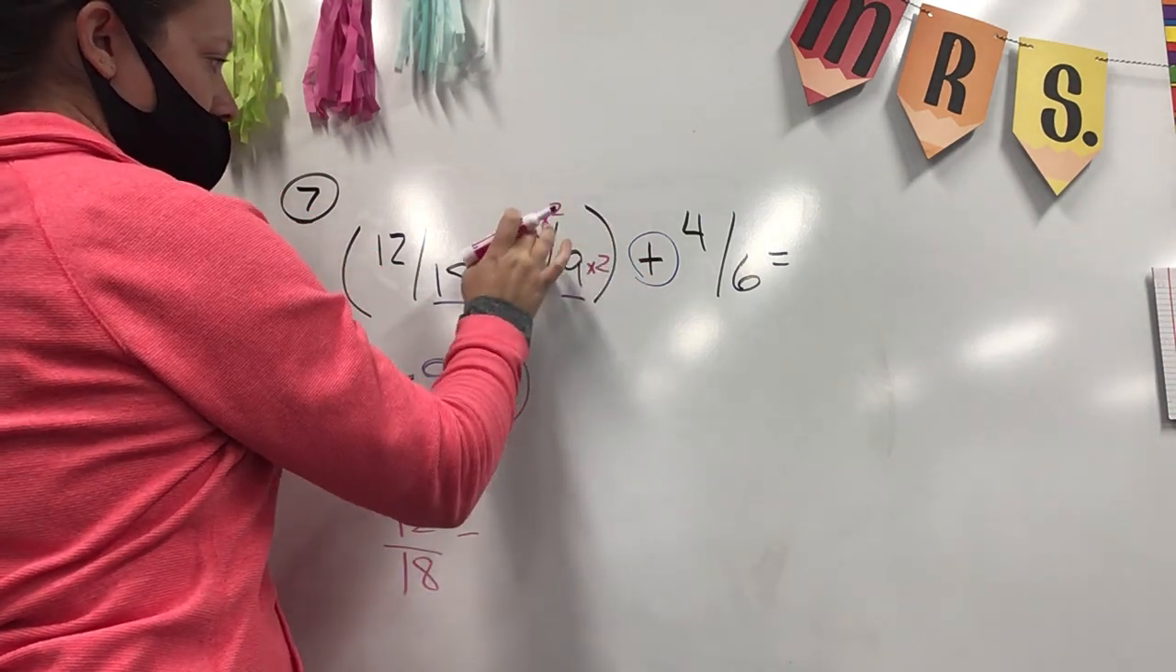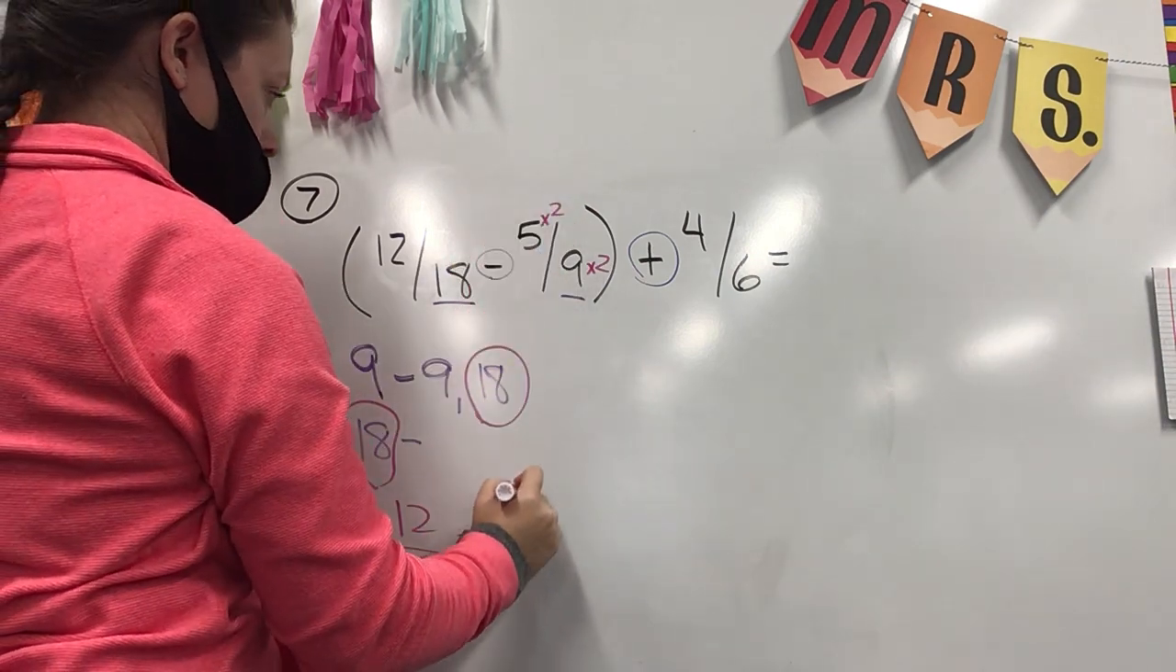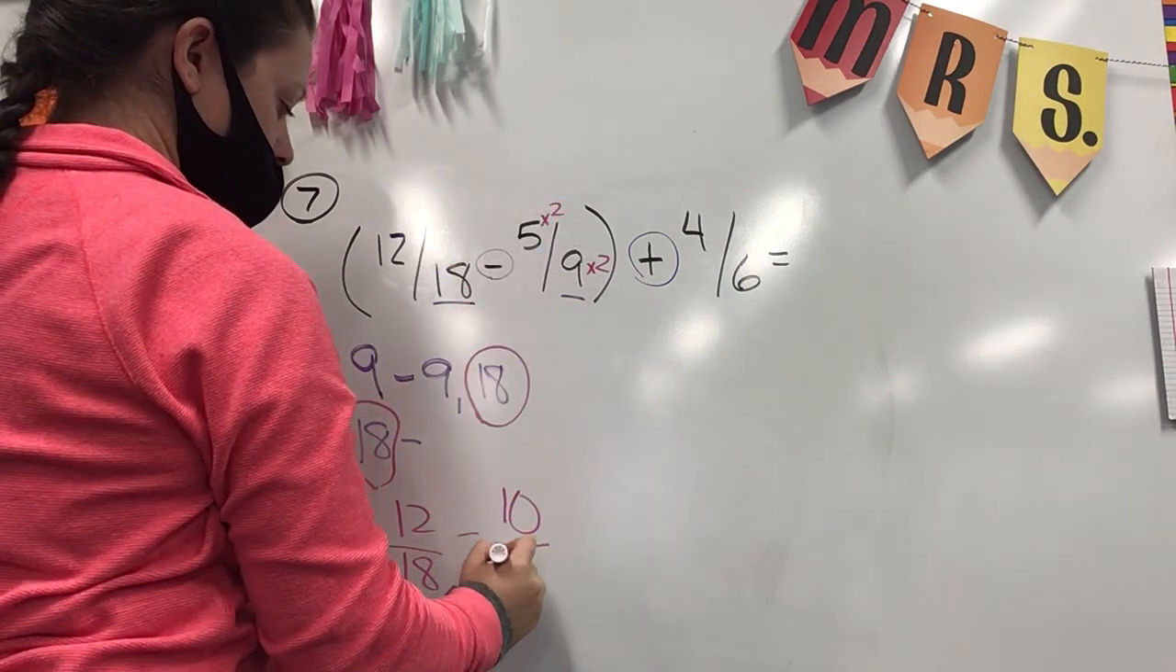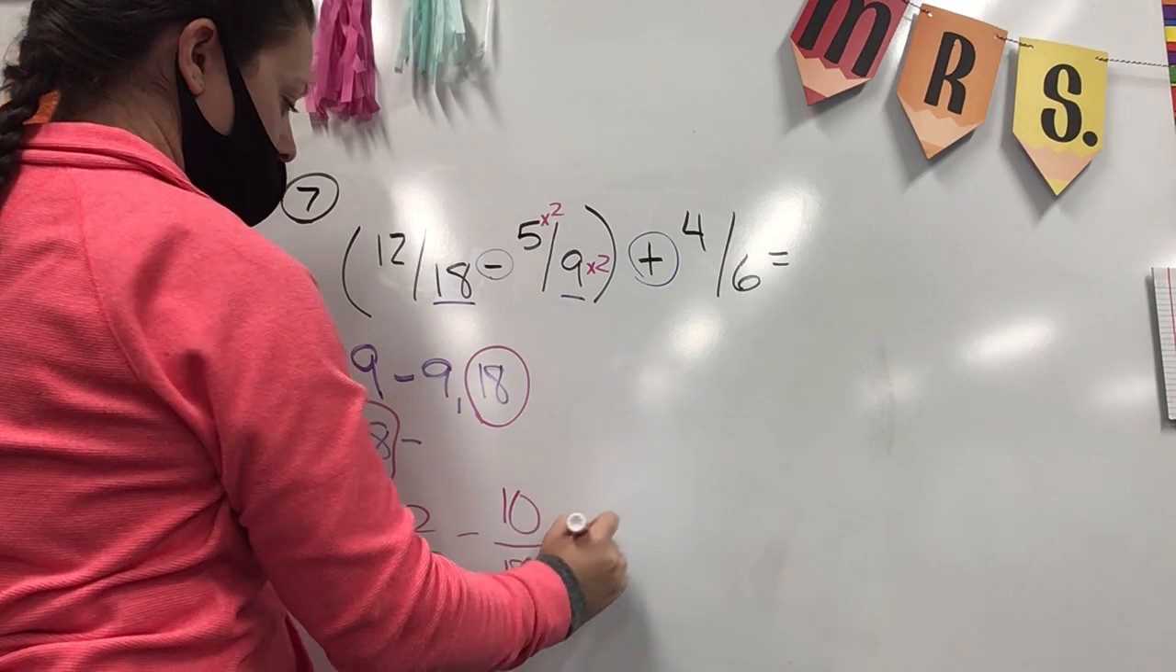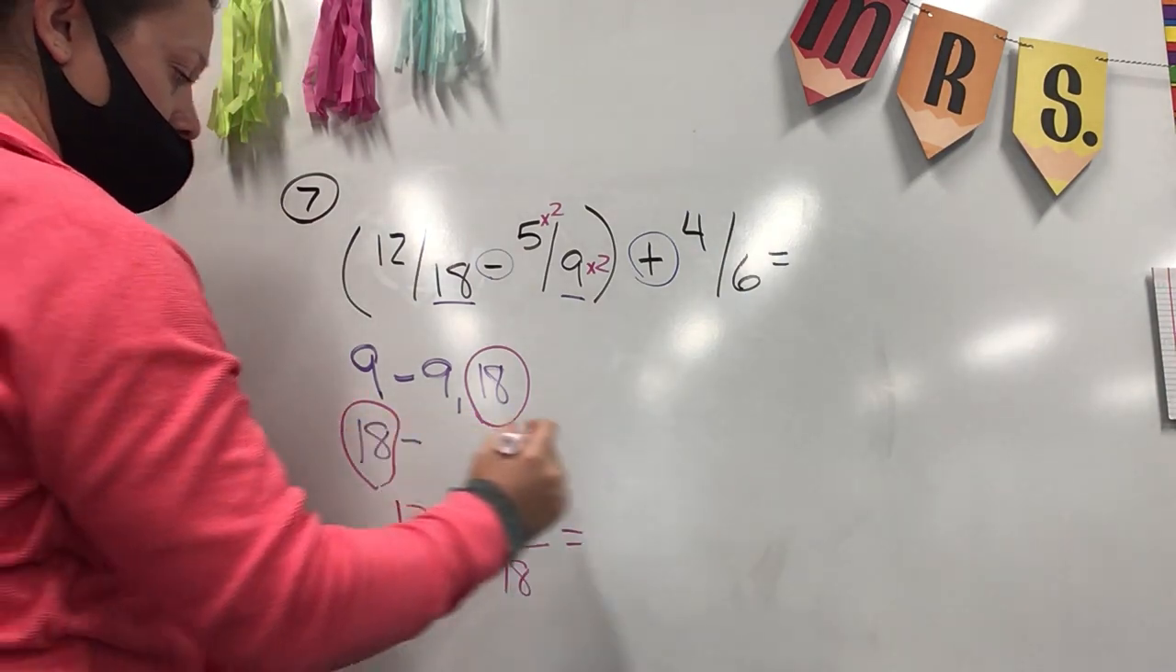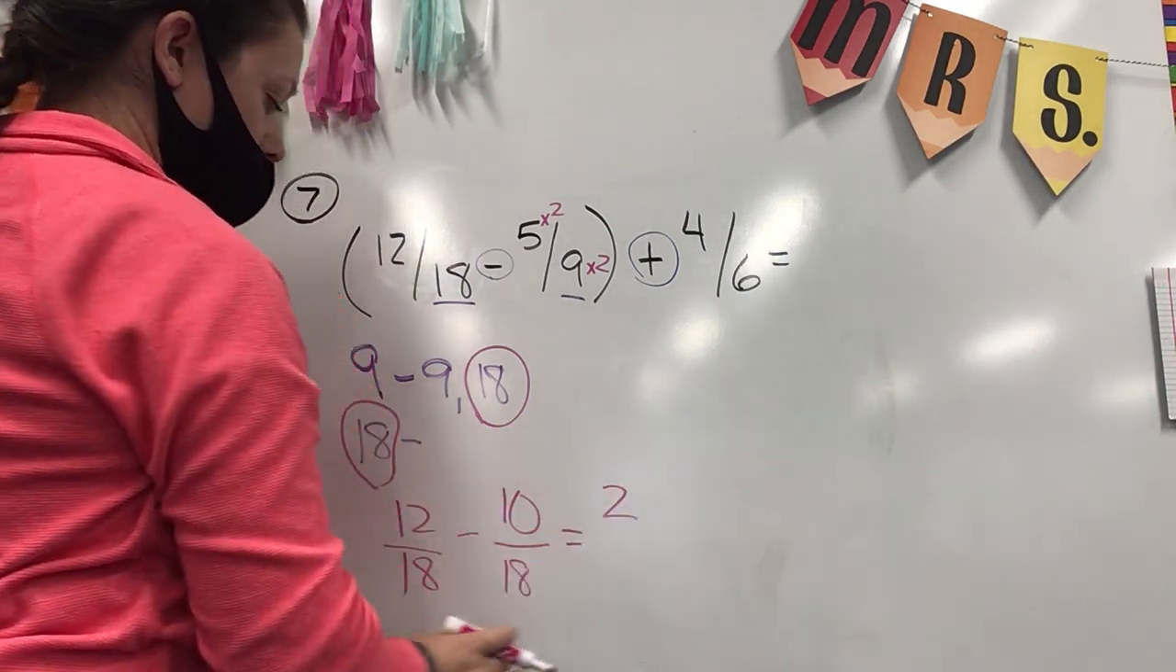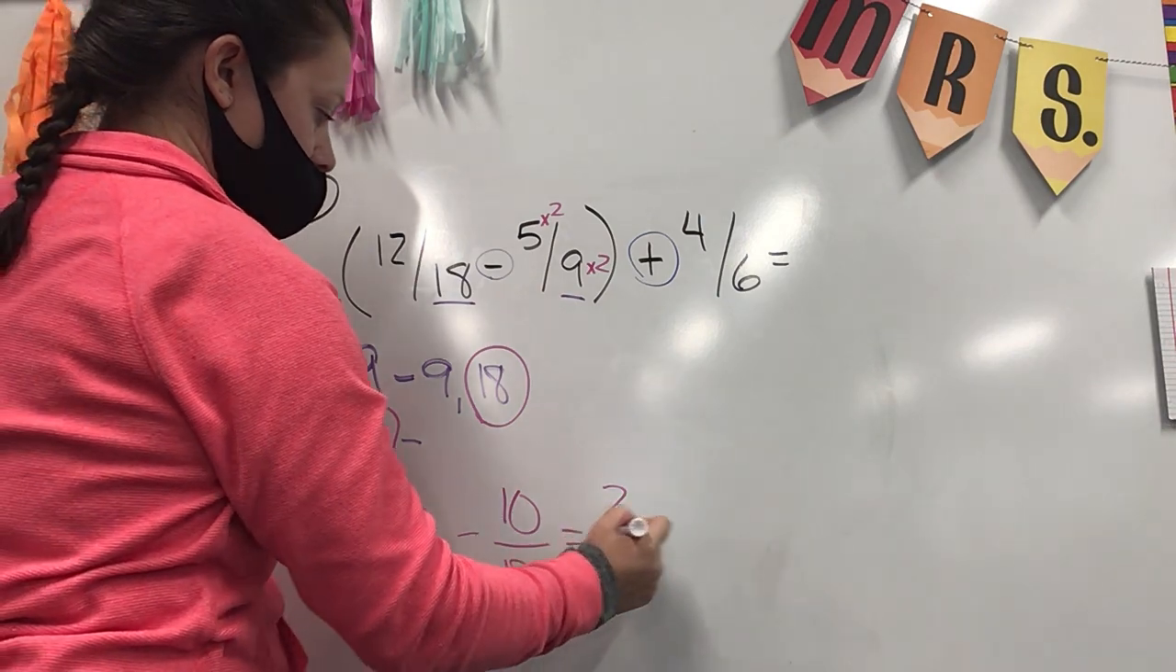Let's rewrite that new fraction. 5 times 2 is 10. 9 times 2 is 18. All right, let's subtract here. What is 12 minus 10? 2. And then my denominator stays the same.